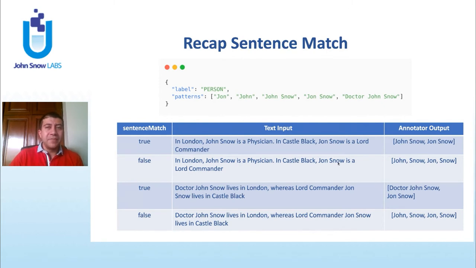In this example, it outputs Dr. Jon Snow, right? But does not output Jon Snow that is here in the patterns. You can see here, we have Jon Snow and Dr. Jon Snow. That can be overlapping entities. But it'll take the longest one, Dr. Jon Snow, and get rid of the others. So remember, if you want to match multi-token as in word with the spaces, set sentence match as true.